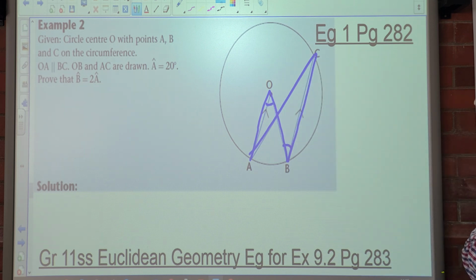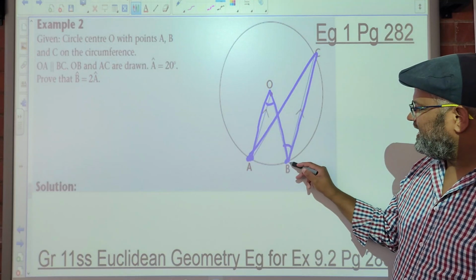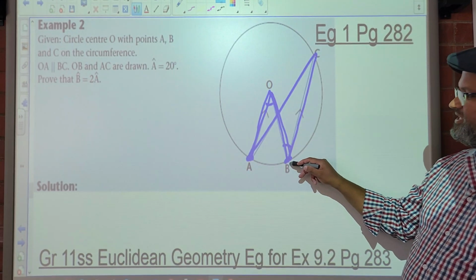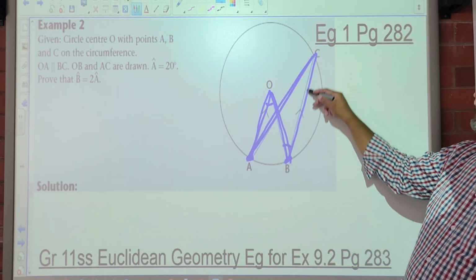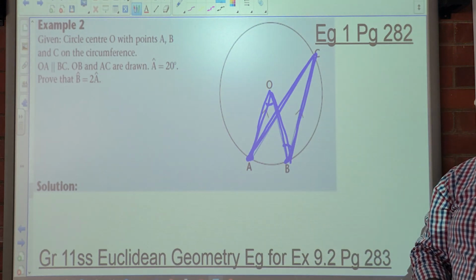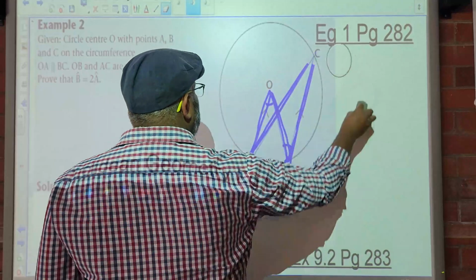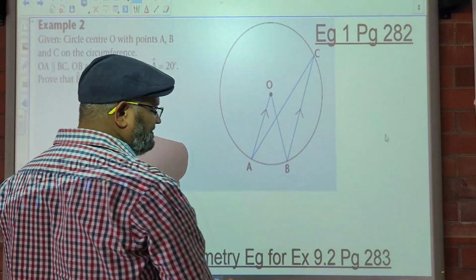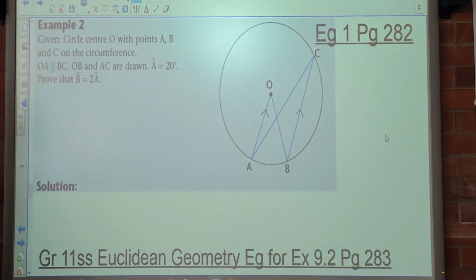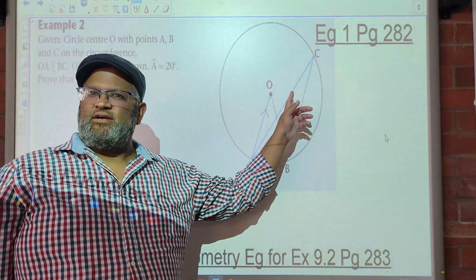Can you see that, people? Why? Because at this arc, AB is subtending the angle at the center. That same arc is subtending the angle at the circumference. Can you see that, people? The angle at the center will always be the bigger one. No? The angle at the center will always be the larger angle of the two. Okay, just in case you don't know which one must be doubled.